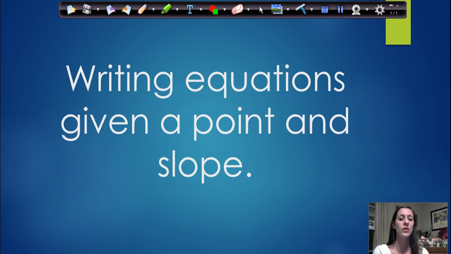Okay, today we are going to write equations given a point and a slope, and we're going to be writing equations in slope-intercept form. So before we actually do an example, I just want to show you on a graph what we will be doing today.